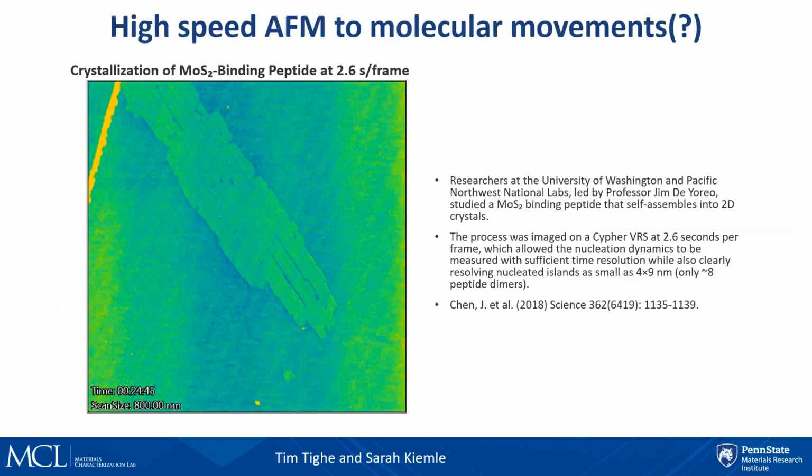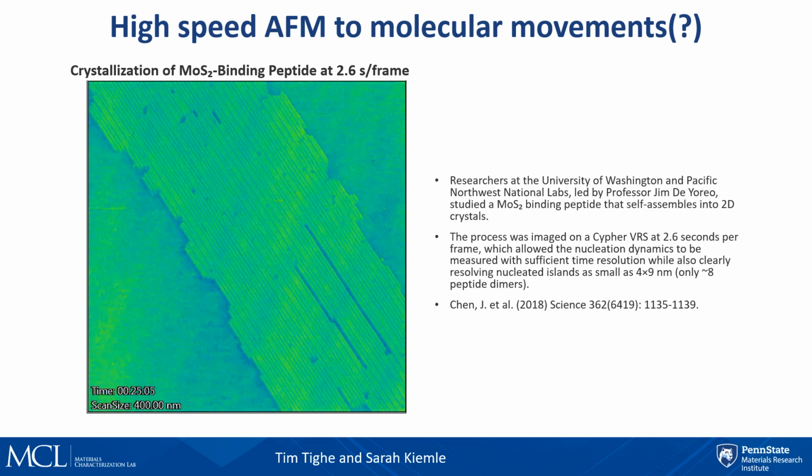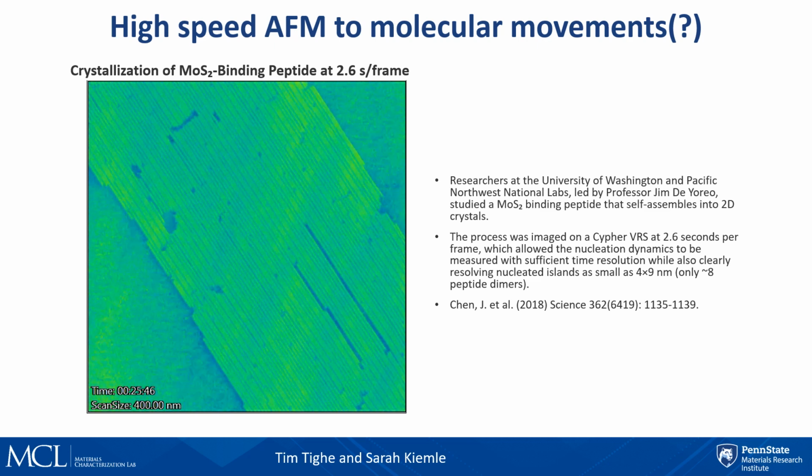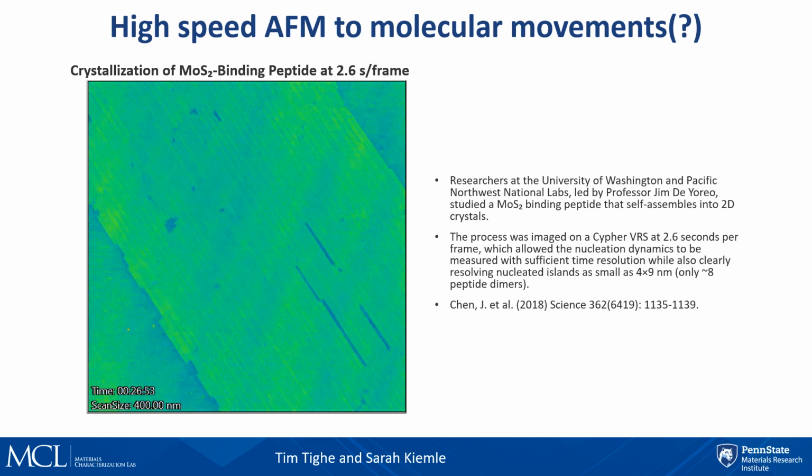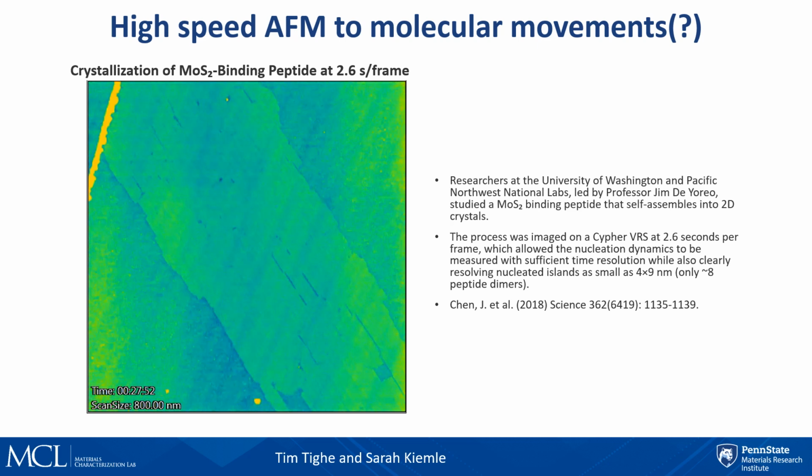Another type of AFM scanning is high-speed video frame rate AFM. This is a very fast AFM to look at molecular movements or growth. In this case, they looked at the crystallization patterns of molybdenum sulfide binding peptides, and they're able to watch the growth of this material under the AFM as they were scanning.